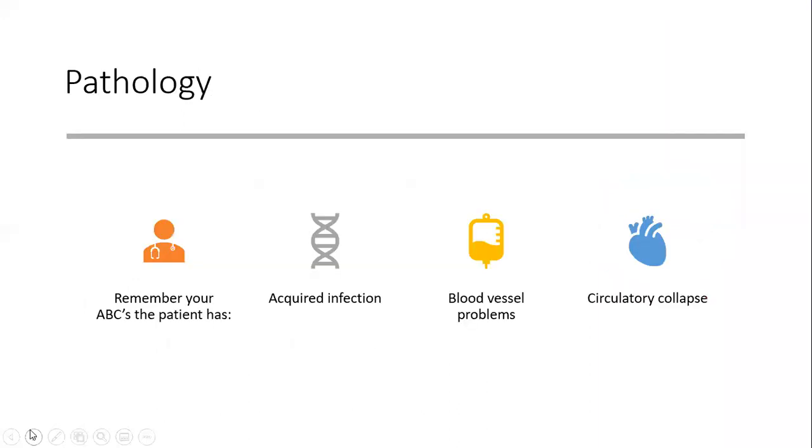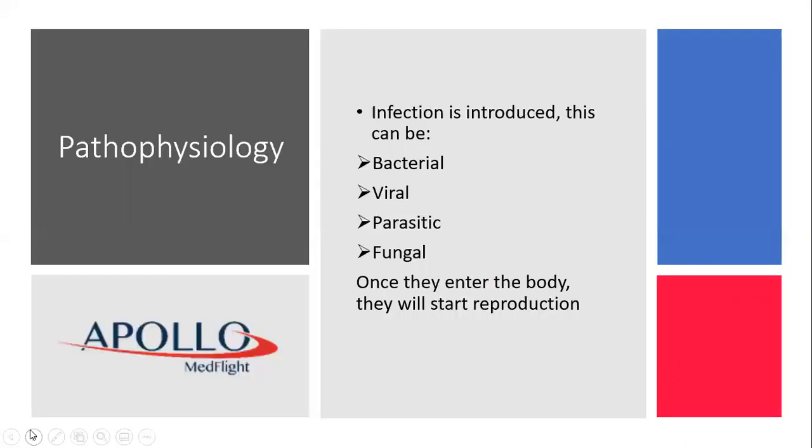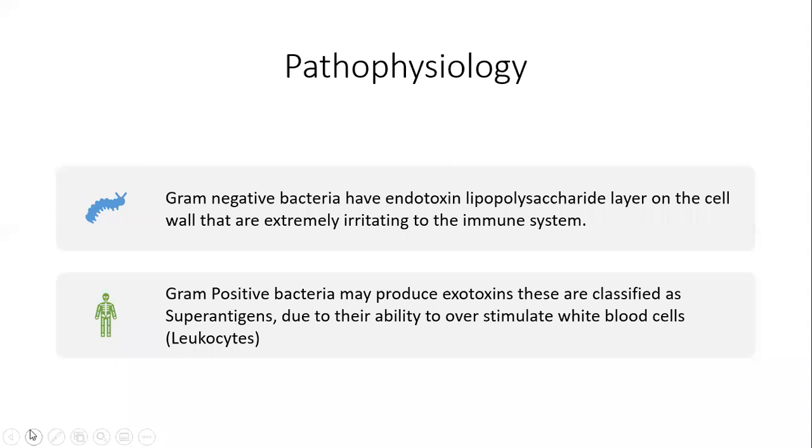So let's talk about the pathophysiology. Remember your ABCs. If the patient has acquired infection, blood vessel problems, and circulatory collapse, we're looking for sepsis. Pathophysiology continued. Your infection is introduced. It can be bacterial, viral, parasitic, or fungal. Once they enter the body, they will start the reproduction process.